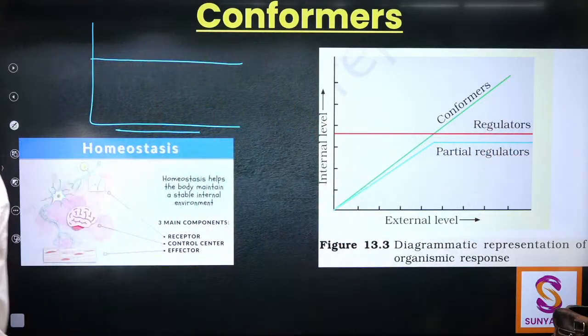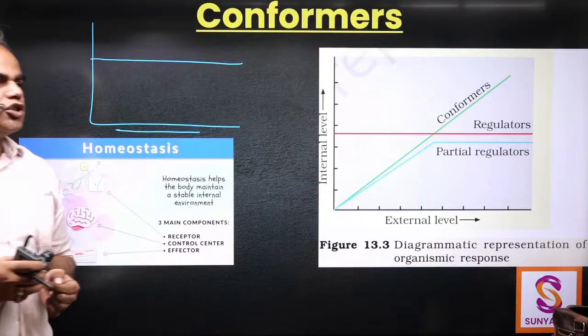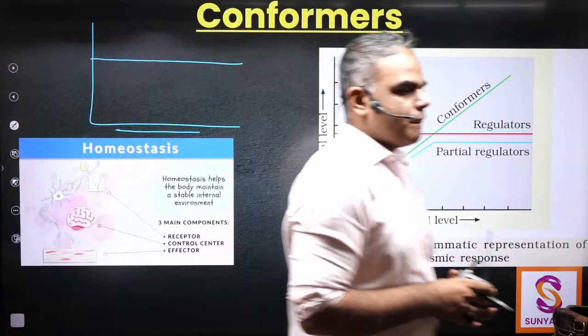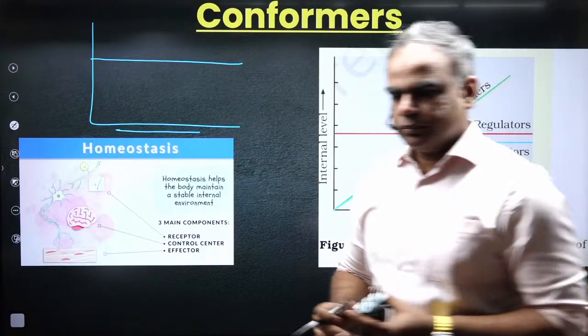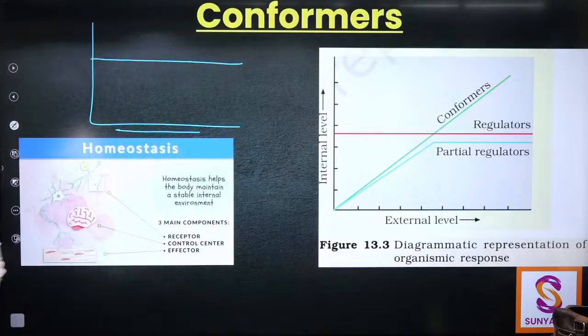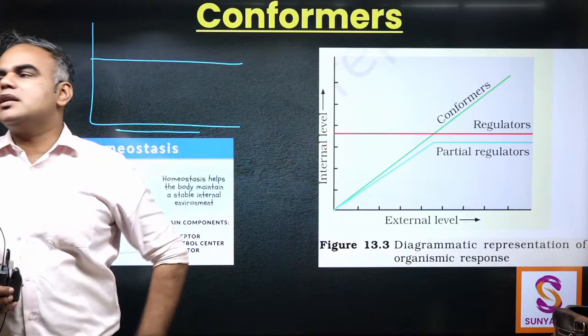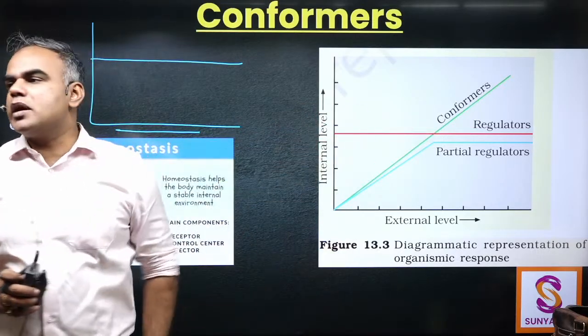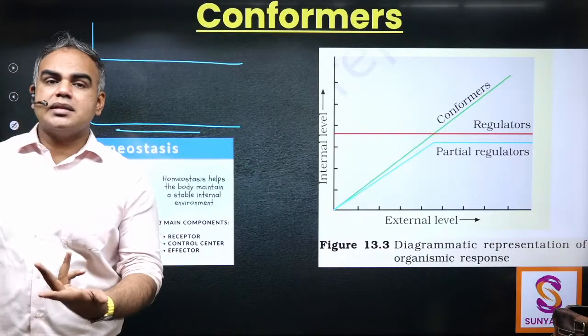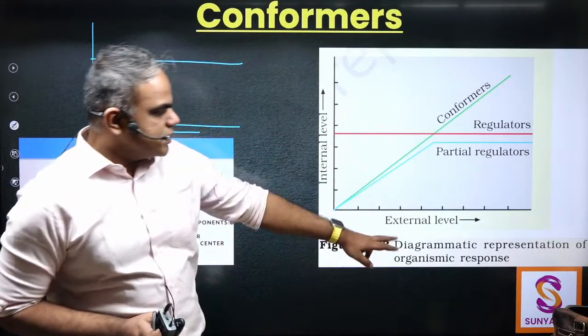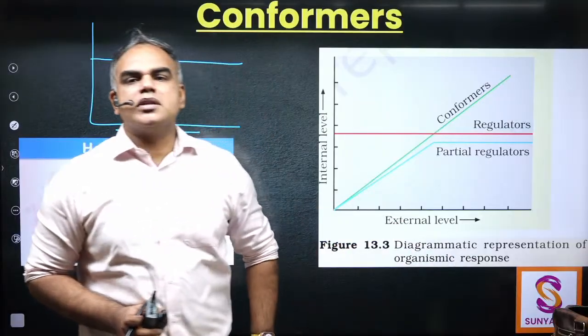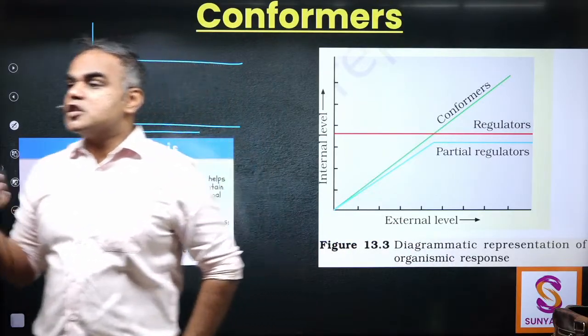Three points we have seen: conformers, regulators, and partial regulators. Because the mention of all three is there, we should know exactly what all three are. Normally people are aware only about regulators, but there can be partial regulators also. What could be examples? So what is this? This is a representation of the organism's response, how the organisms are responding. That is the main point.